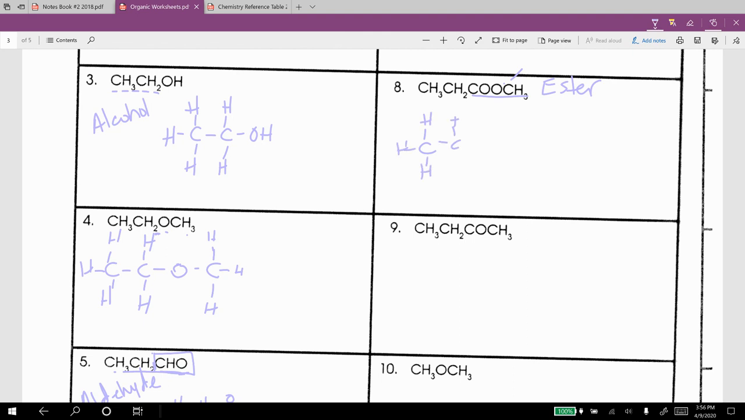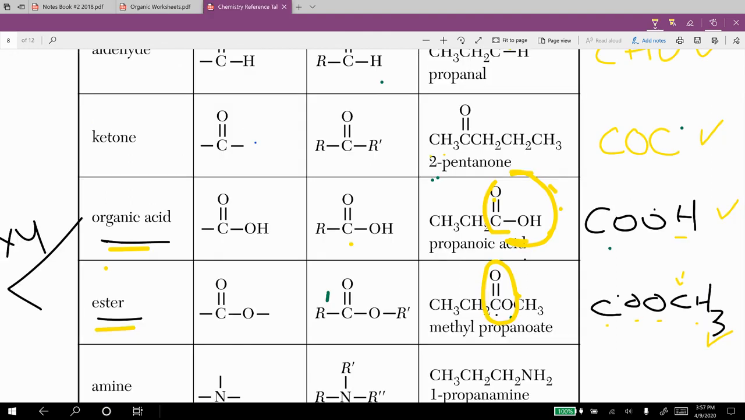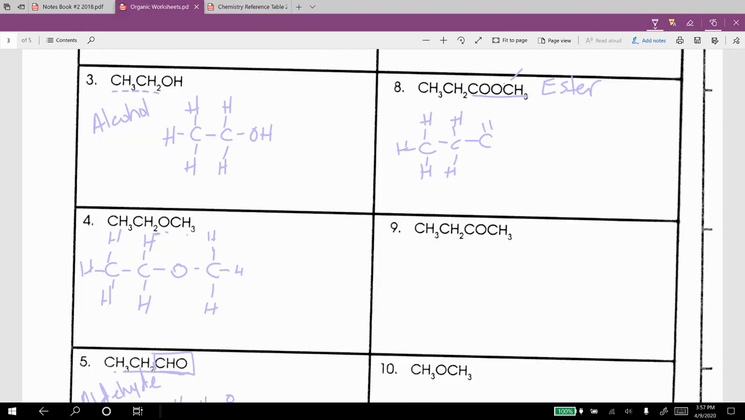Now I have a CH2. And now I have a C. And now what am I going to do with the OO and the CH3? Well, I'm going to draw it just like that. The C double bond to an O, and then the O, and then the CH3 after. Let me expand that CH3, sorry. And then I have my CH3. Okay, so now we have the ester functional group.